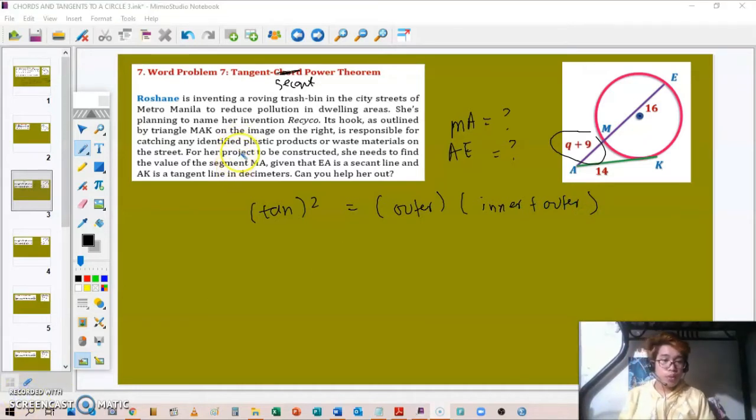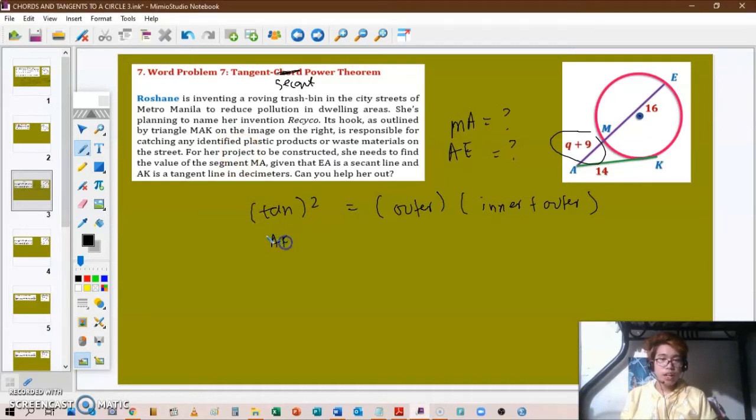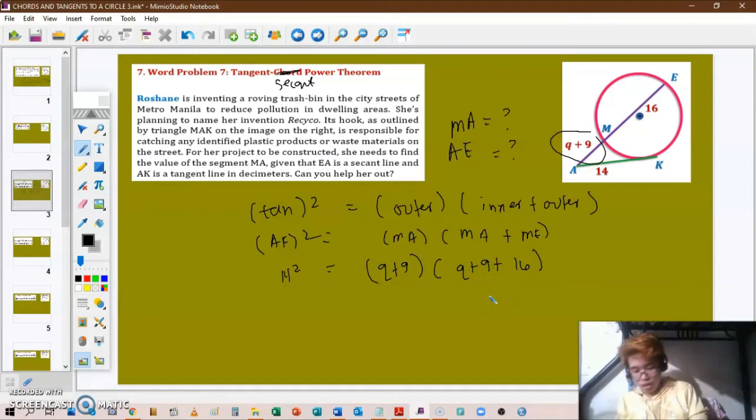So therefore we have here our tangent. The tangent is equal to 14. That's AK, right? AK squared is equal to the outer MA multiplied by the inner MA plus the outer ME. So this is going to be 14 squared is equal to MA, which is Q plus 9, multiplied by the quantity MA, so that's Q plus 9 again, plus ME, which is equal to 16. So 14 squared is simply equal to 196.